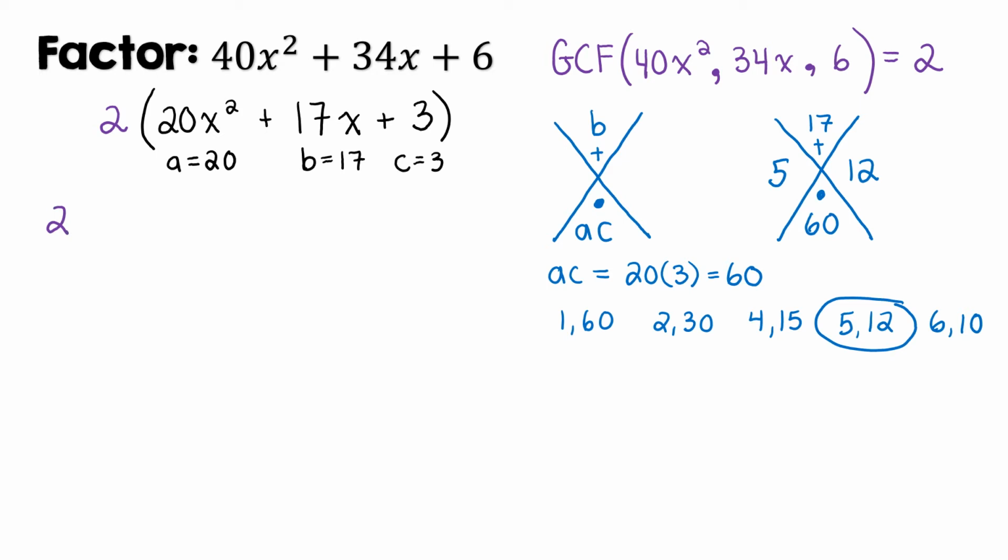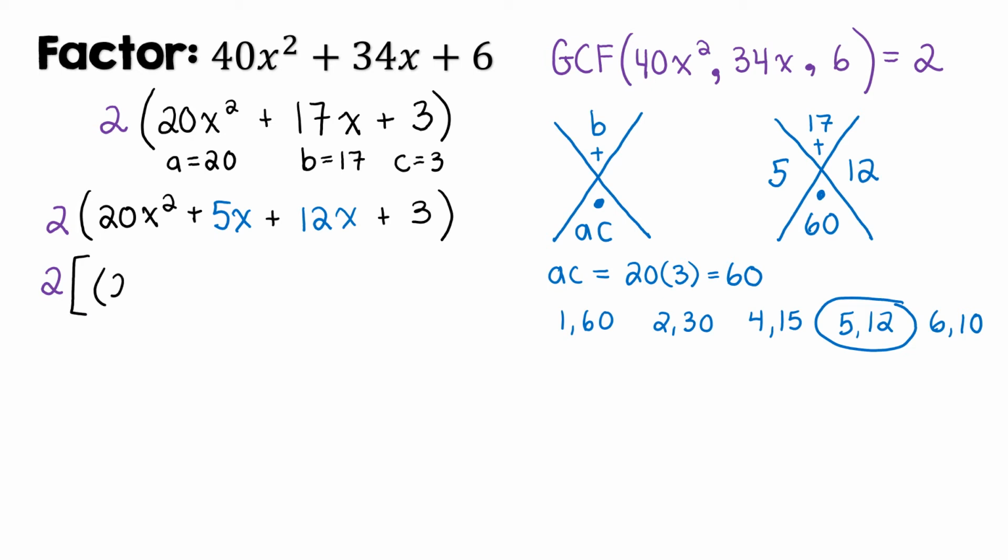So we have 2 times the quantity of 20x squared plus 5x plus 12x, so that's my split b term, plus 3. And then we can factor by grouping. So we have 2 times the quantity, and I'm going to change this to brackets so it's a little easier to see my groups. 20x squared plus 5x plus 12x plus 3.